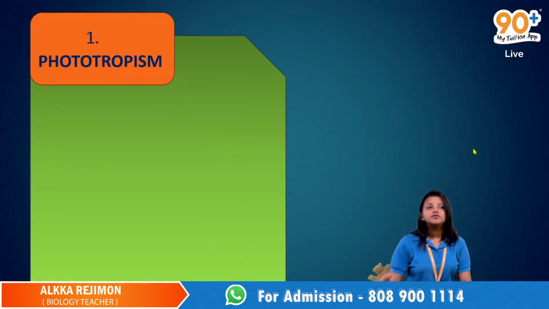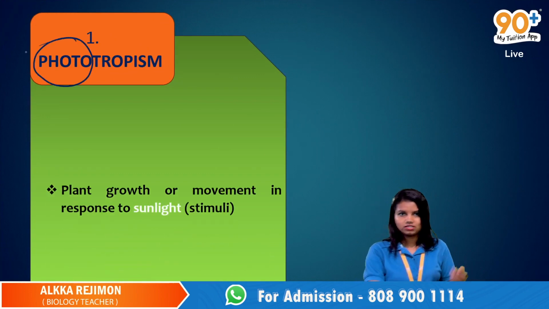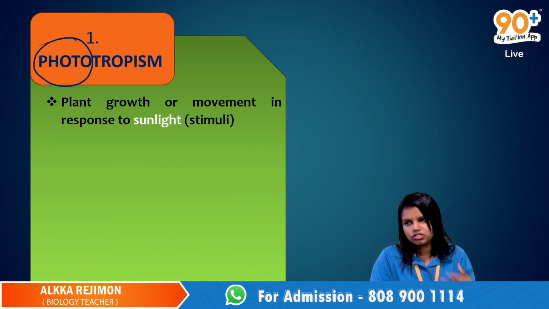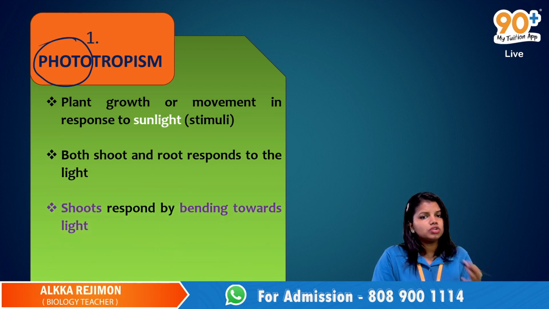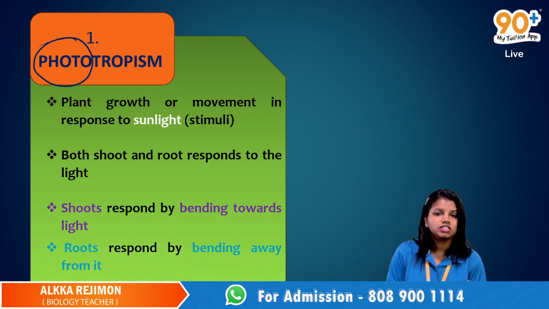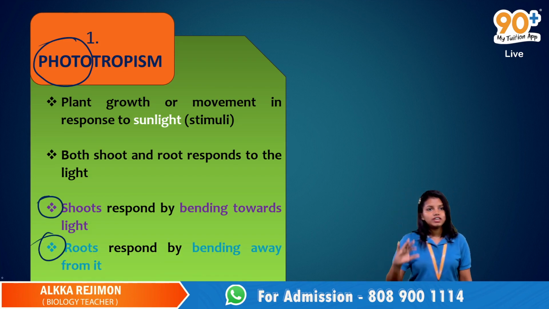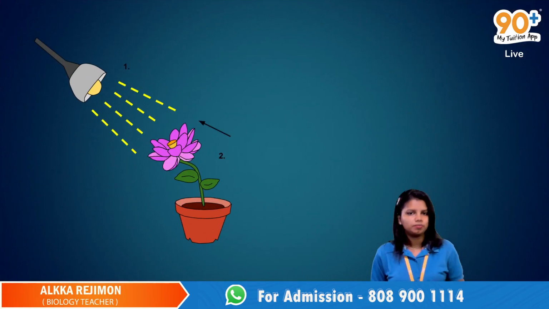So the first one is phototropism. As the name itself suggests, it is something related to photo, that is light, right? So plant growth or movement which is in response to the sunlight, or sunlight is acting as a stimuli here. Such movements are called phototropism. And here both the shoot and root of the plant can respond to sunlight, and shoot always responds towards the light and root always responds away from the light. That's the basic difference, and you need to note it down. Shoot is always moving towards the sun, while the root has this tendency to always move away from the light.